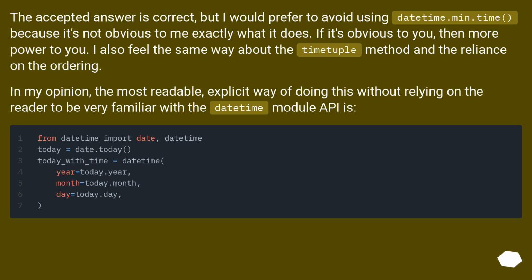In my opinion, the most readable, explicit way of doing this without relying on the reader to be very familiar with the datetime module API is... That's my take on explicit is better than implicit.